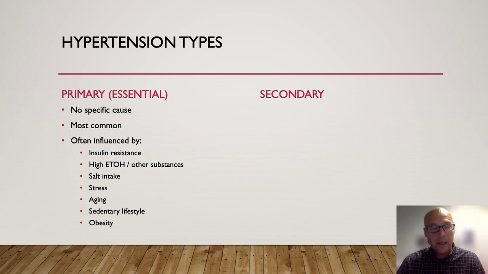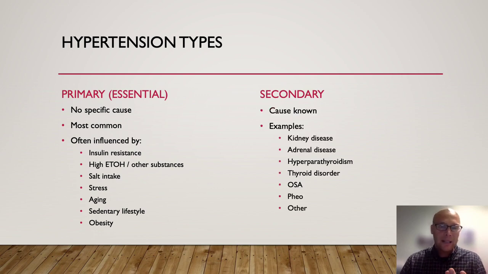It's the most common. It's often influenced by various things like we wrote on there: age, stress, salt intake, diet, excessive alcohol, obesity, sedentary lifestyle, those kinds of things. Those need to be addressed, and hopefully that will bring down their blood pressure. Now, secondary causes, there's a cause that's known. Sometimes you have primary essential hypertension, you go ahead and treat it, it's not coming down. You add something, you treat it, and it's still not coming down.